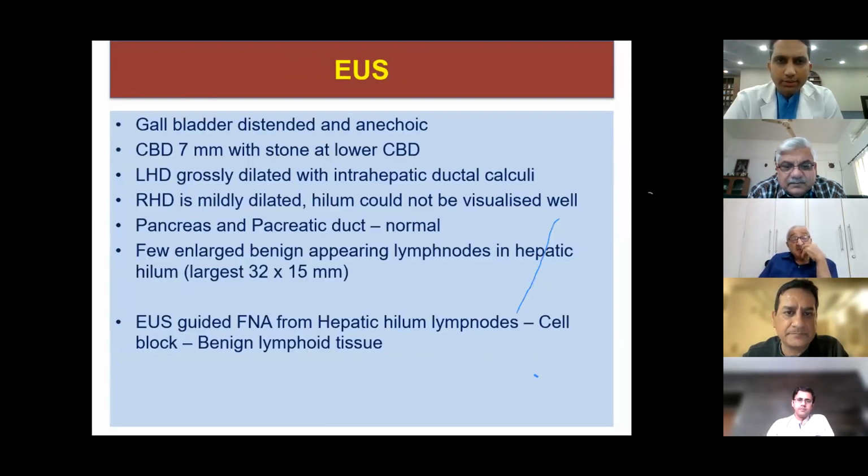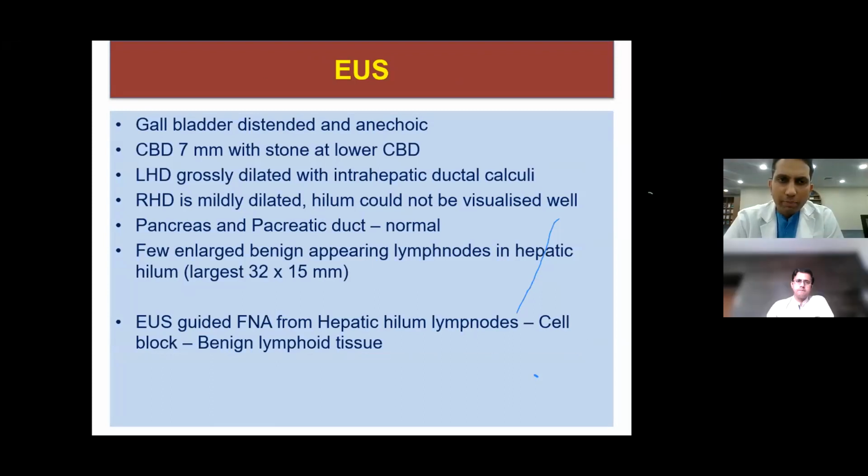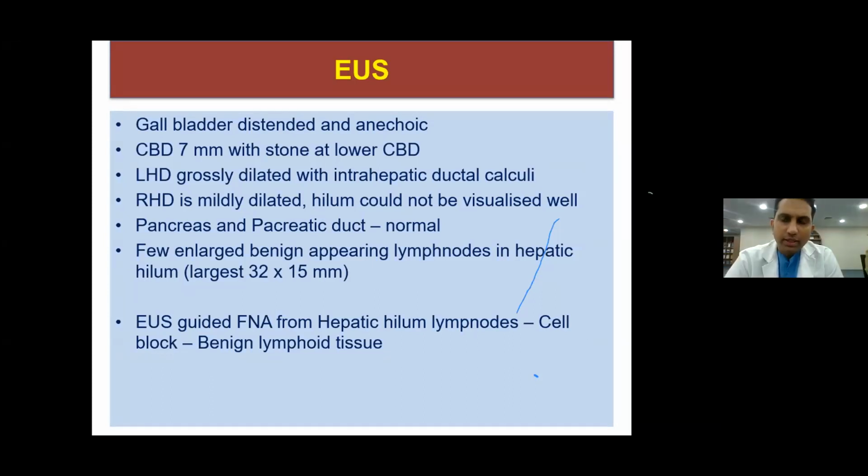So we did an US. In the US, the gallbladder was distended and anechoic. CBD was measuring 7 mm. It had a stone at the lower end of the CBD. Left hepatic duct was grossly dilated with intrahepatic ductal calculi. Right hepatic duct was mildly dilated. The hilum could not be visualized well in our US, so we couldn't see the mass well. Pancreas and pancreatic duct were normal.